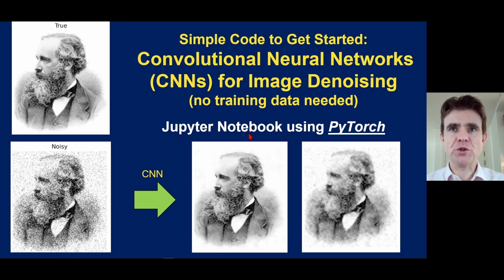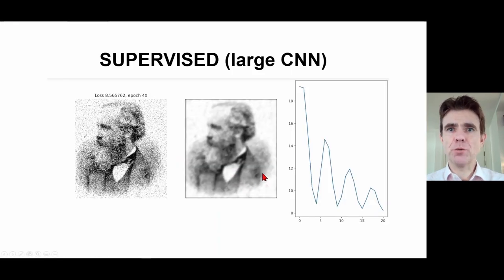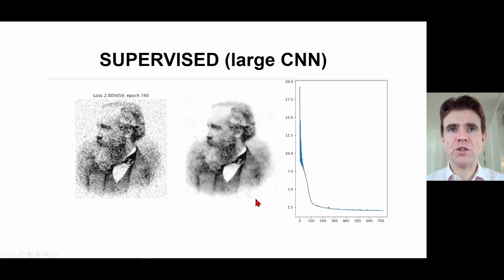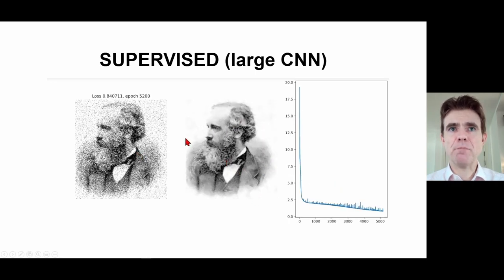And so we'll be using a Jupyter Notebook and using the PyTorch deep learning framework. Okay, so these are the kind of examples that we'll see running once we've done our code. Here's a noisy image. This is early on in the process of training a large convolutional neural network. And we can see here with 40 iterations, 40 epochs, we are beginning to denoise this image. If we keep going, the denoising gets better and better and better.